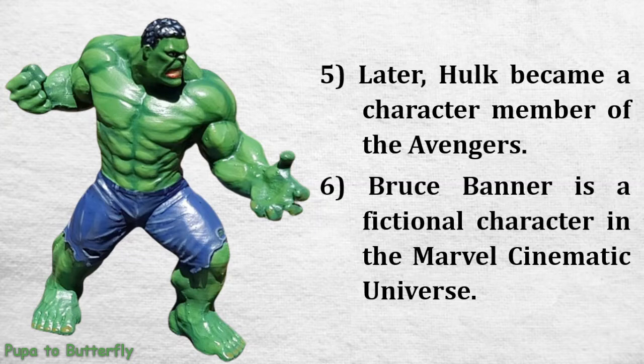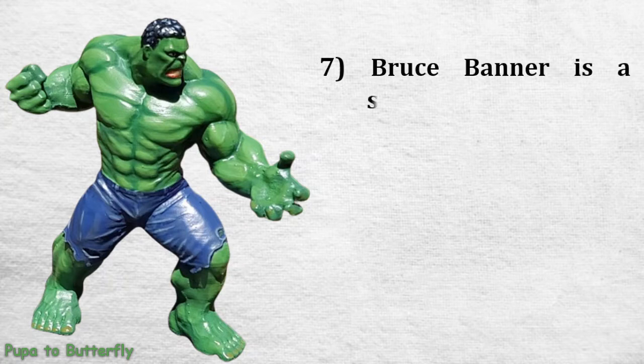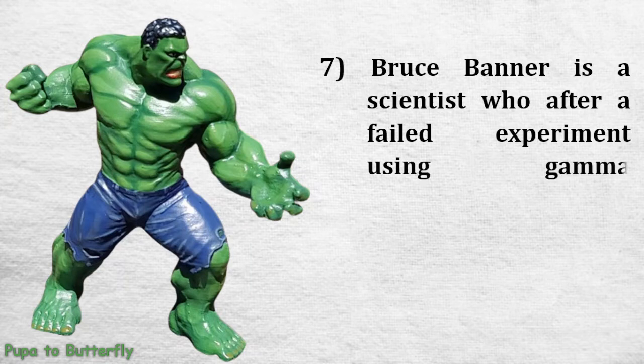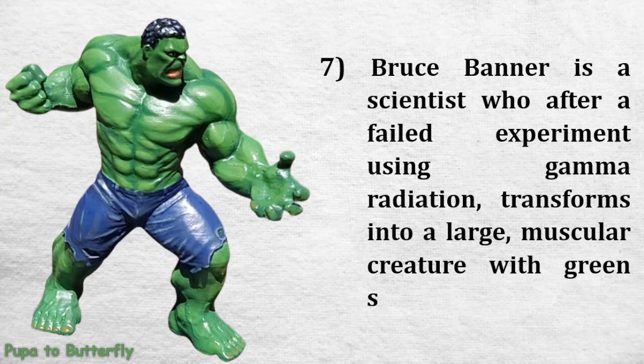Bruce Banner is a fictional character in the Marvel Cinematic Universe. Banner is a scientist who, after a failed experiment using gamma radiation, transforms into a large, muscular creature with green skin.